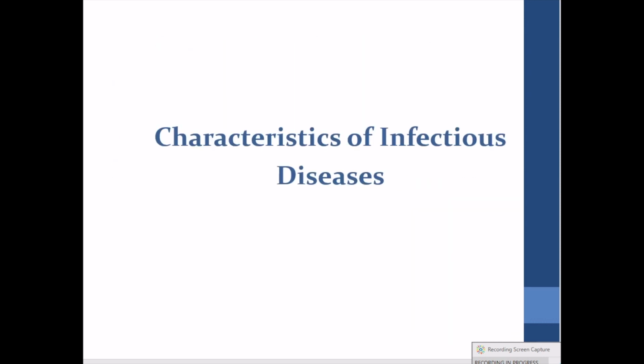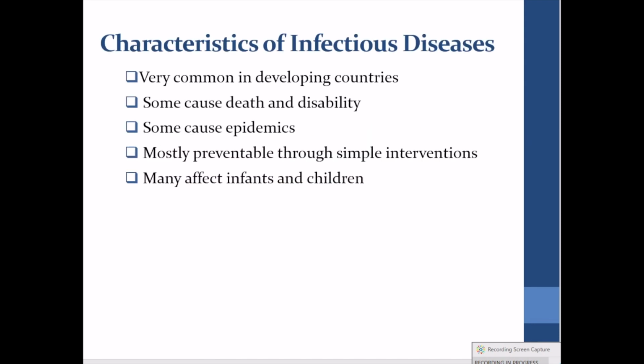Now to some characteristics of infectious diseases. Infectious diseases mostly occur in developing countries. They are preventable, often infect infants and children, and account for a large number of deaths and disabilities worldwide.